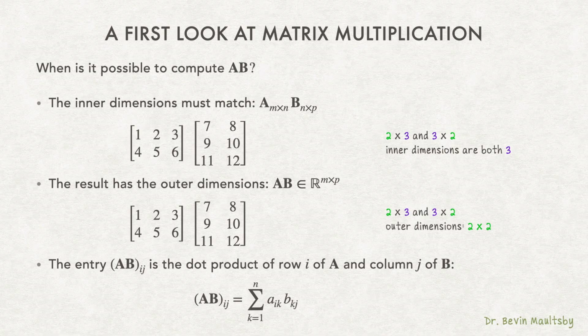The product AB will be a matrix in its own right. The dimensions of the product will be the outer dimensions, so the number of rows for A and the number of columns for B. In this particular example, A had 2 rows and B had 2 columns. So the matrix AB that we will compute in a few minutes should be a 2 by 2 matrix.